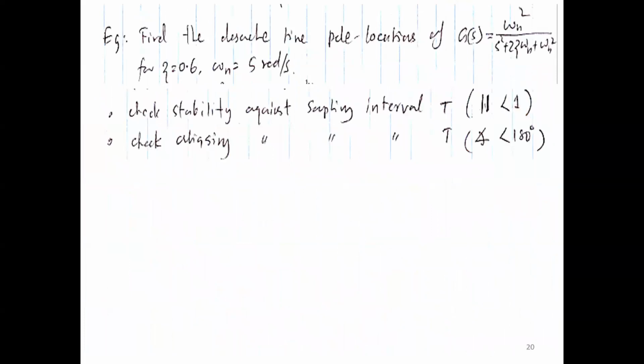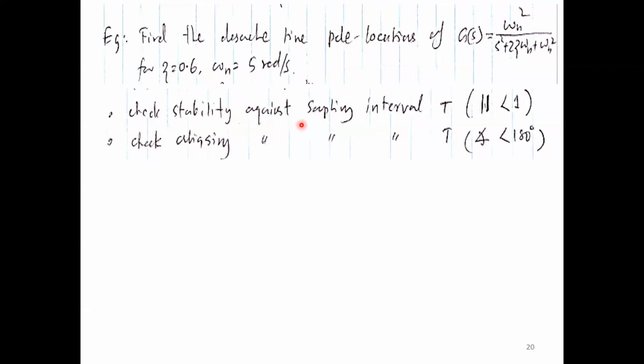Okay. Now we have a little exercise to do. Take a piece of paper, try to work this out. Find the discrete time pole locations of this plant. G(s) is equal to omega n squared over s squared plus 2 zeta omega n s plus omega n squared. It's a generic second order plant, and we are going to discretize this plant. You are given zeta as 0.6 and omega n as 5 radians per second. So this is a natural undamped frequency, 5 radians per second. Discrete time pole locations.